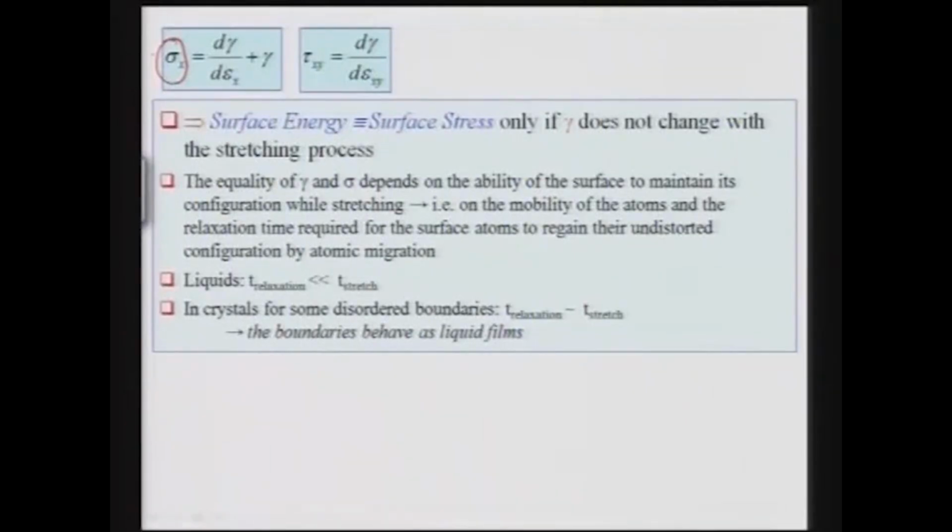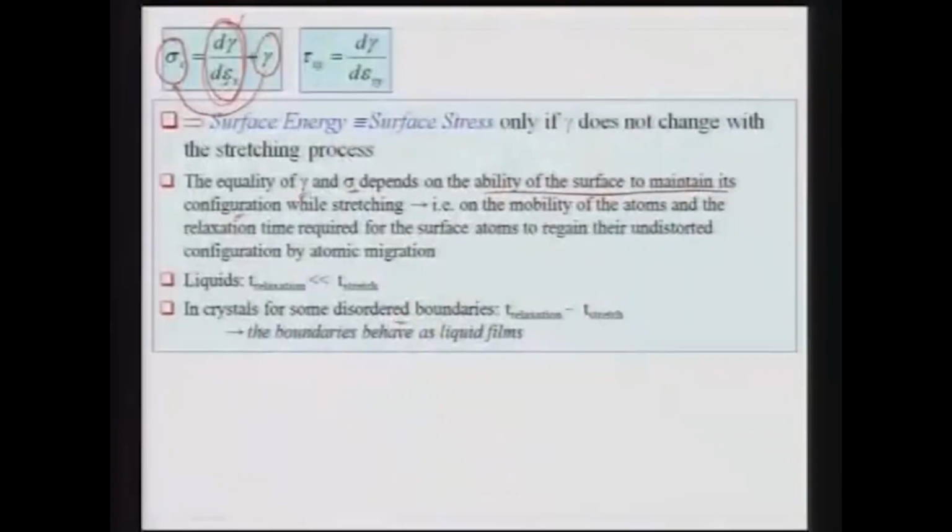So in summary, the overall surface stresses acting are equivalent to surface tension plus an additional term. Surface energy will equal surface stresses only for liquids, because this d sigma by d epsilon term is absent for liquids. But when we have this particular term, surface stresses are basically dictated by it. So we have an additional term of change in the surface tension with respect to the strain. The equality of gamma and sigma depends on the ability of the surface to maintain its configuration while it is being stretched, because in a liquid there is no strain in the third direction.